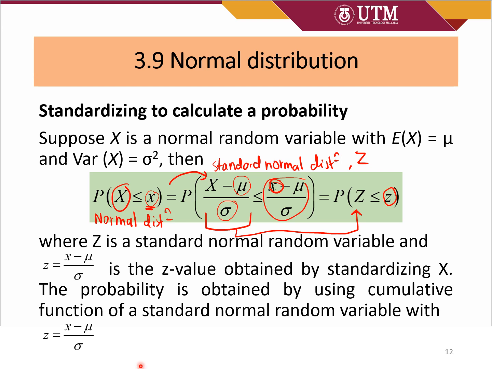Okay, so here is a bigger explanation. Capital Z is a standard normal random variable, and small z, which is x minus mu over sigma, is the z value obtained by standardizing the normal distribution x. So the probability is obtained by using the cumulative function of a standard normal random variable with z equals x minus mu over sigma.